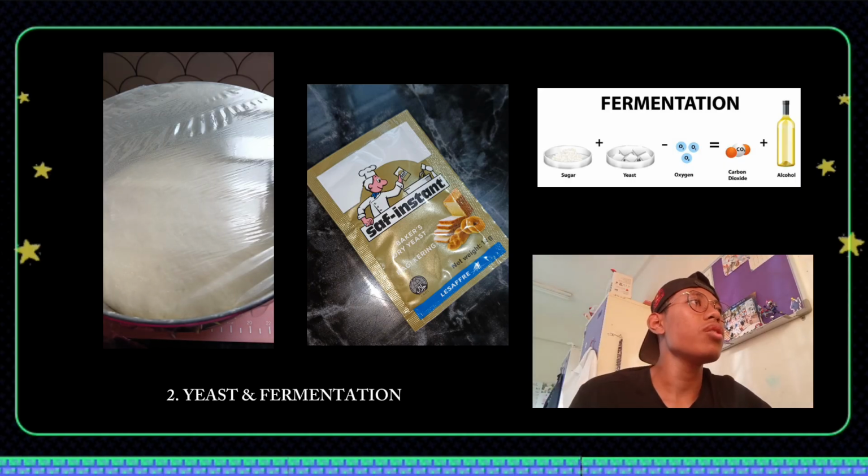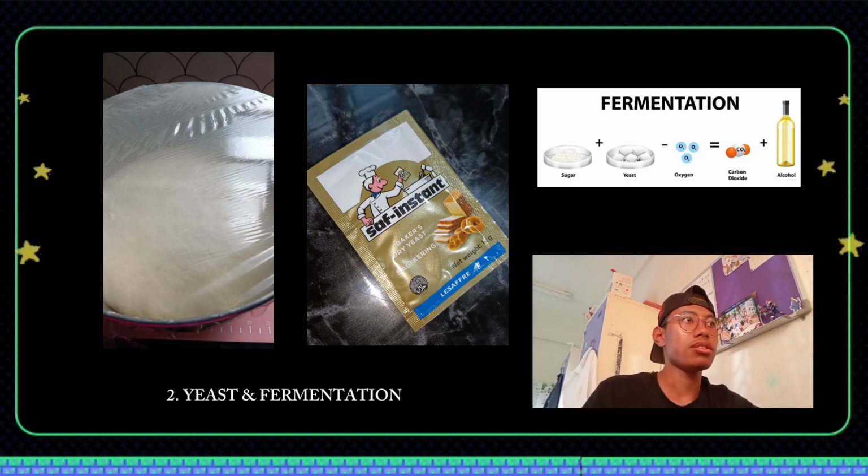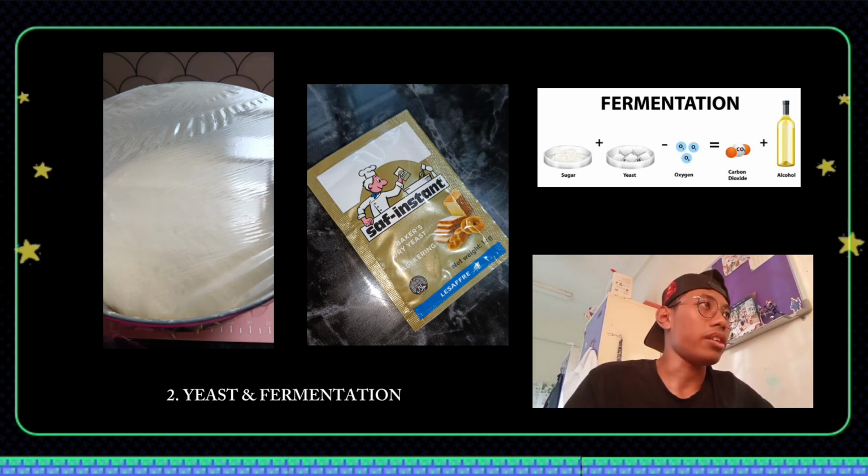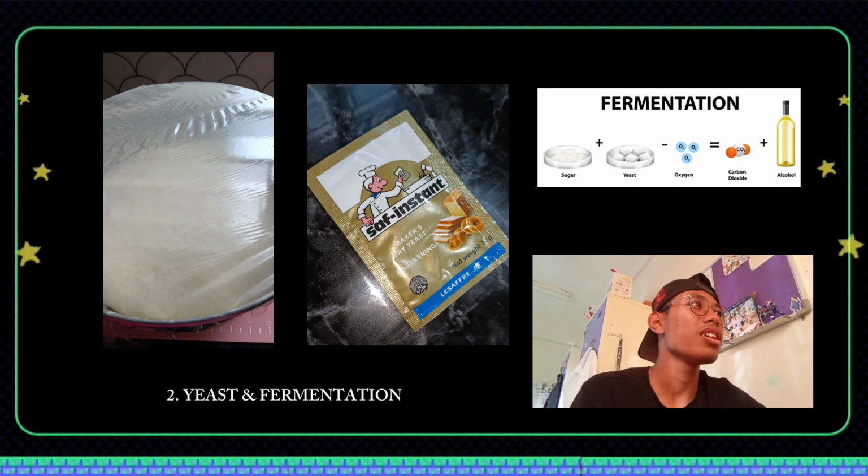Without yeast, your bread simply wouldn't be bread. It would be flat. The texture would be hard and rock-like, and most importantly, you would miss out on that wonderful earthy aroma that only fermentation can provide. Yeast is our biological leavening agent. It's what gives bread its life and soul.